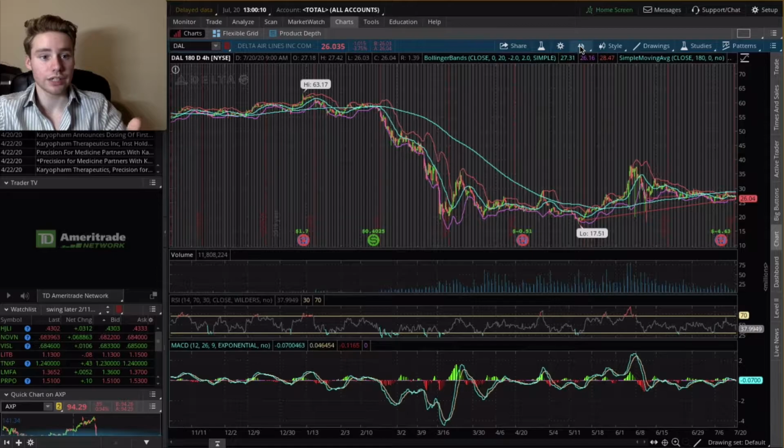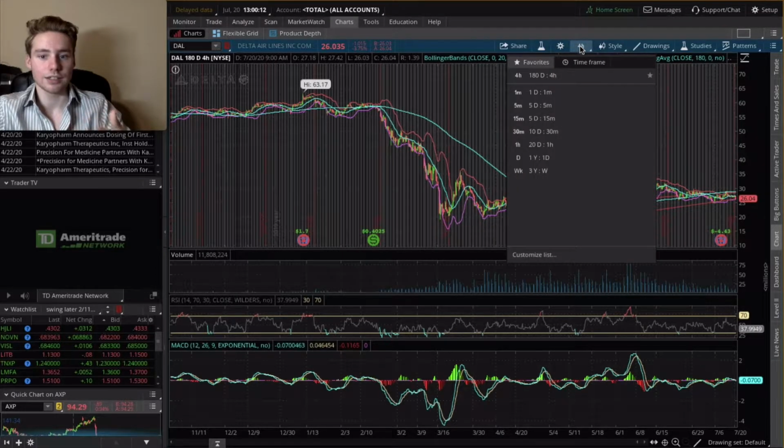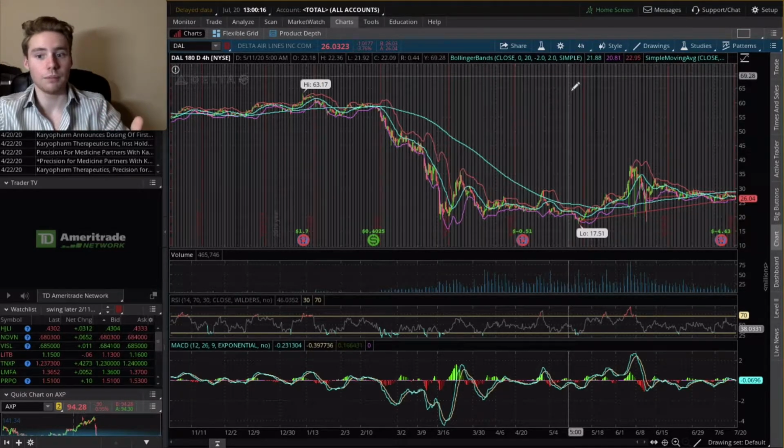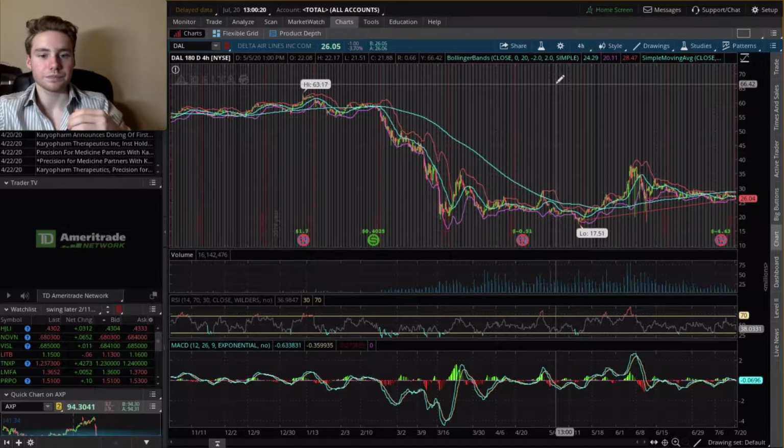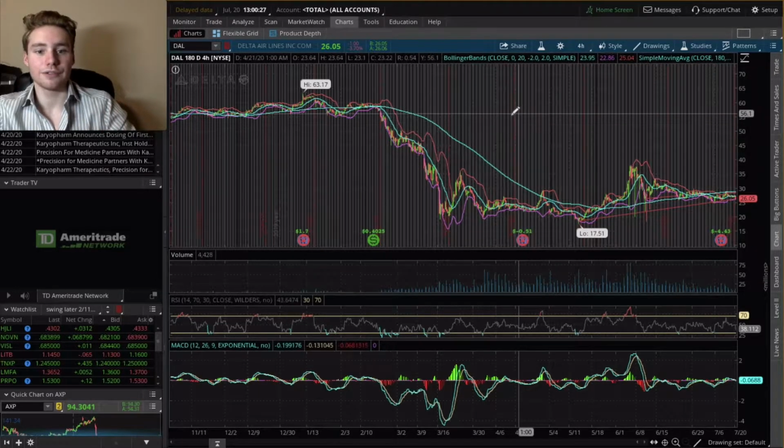So if you're using the 180-day simple moving average, I like to use it on the 180-day chart because it matches up well. However, you don't have to. This is just an example and how I specifically like to use it, just because it lines up well. But again, you do not have to.